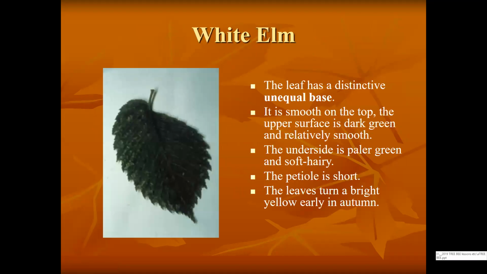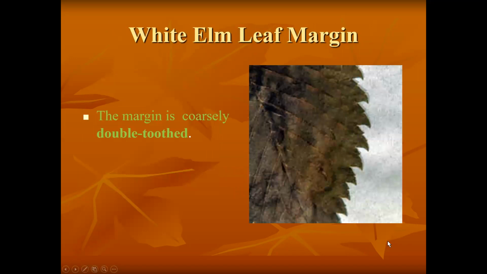This is a good example of white elm and the unequal base. It is smooth on the top and the upper surface is dark green. This is an example of the very obvious double tooth on each tooth.